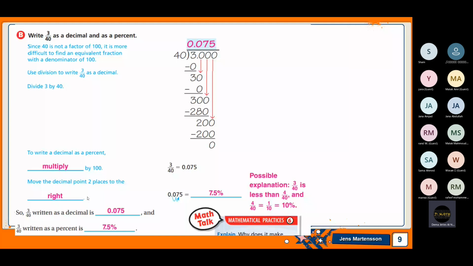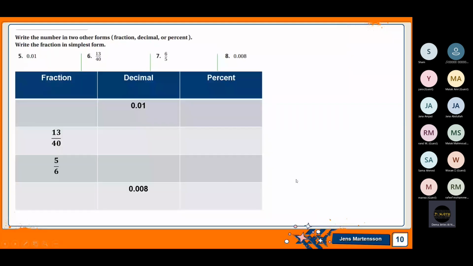Now, here, page 283. Write the number in 2 other forms: fraction, decimal, or percent. Here's the question, but I made a table in order to arrange ourselves. Number 1 now. Here, what do we have? 0.01, a decimal. Malak Mahmoud, how do you write it as a percent?